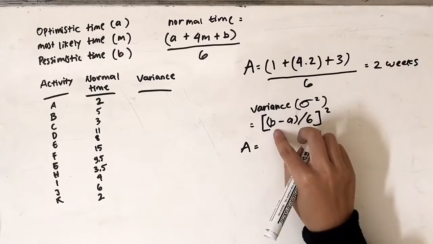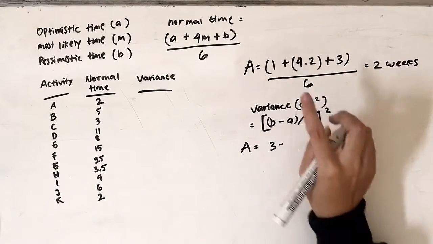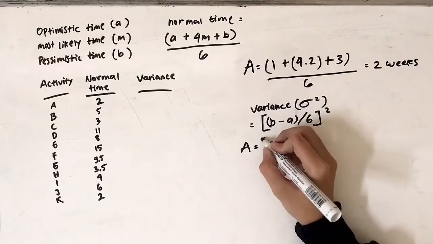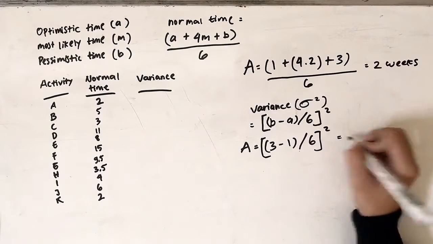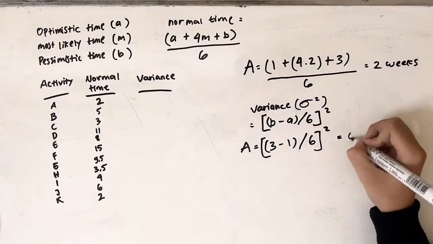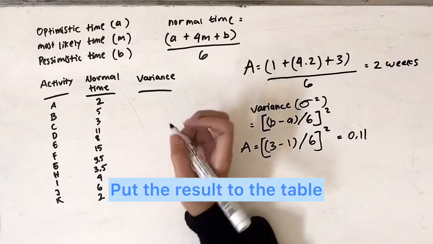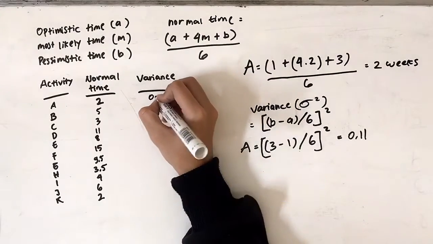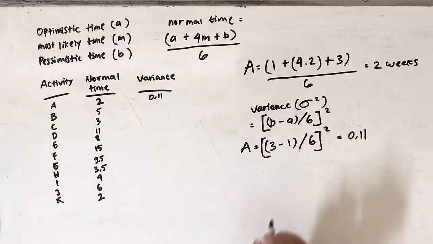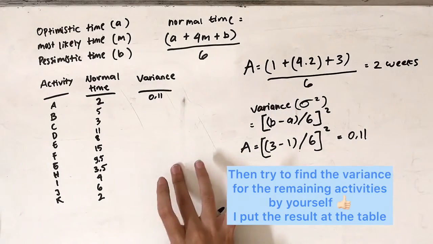For example, the variance of activity A is its pessimistic time, which is 3 weeks, minus its optimistic time, 1 week, and then divided by 6. Then we square it. The total is 0.11. Then we place it in the table. Okay, and then we calculate the variance for all the other activities using the same formula. Then just put the results in the table.